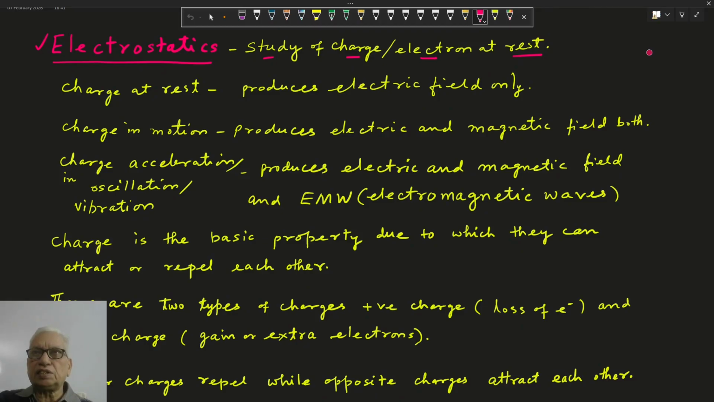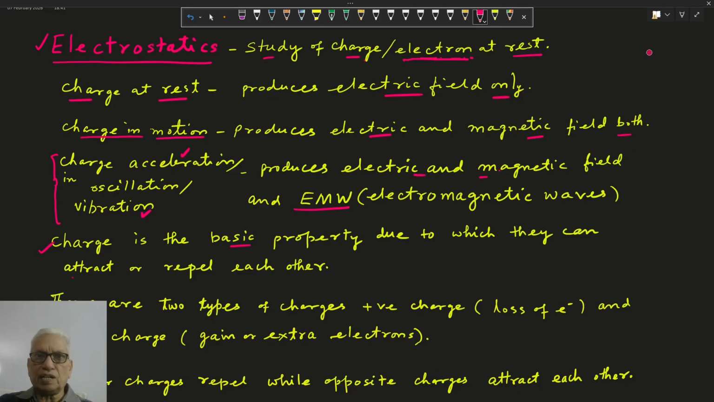Electrostatics. Here we study the charge and electron at rest. Mainly we are discussing electrons because it is a mobile carrier, although we will discuss protons also. So a charge at rest produces an electric field only. A moving charge produces both an electric field and a magnetic field. An accelerating, oscillating or vibrating charge produces an electric field, a magnetic field, as well as electromagnetic waves.